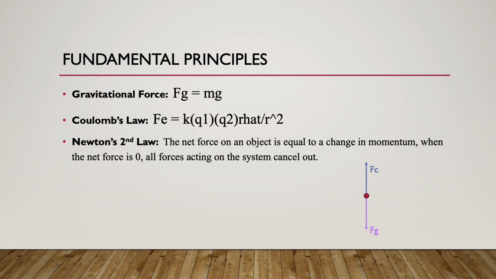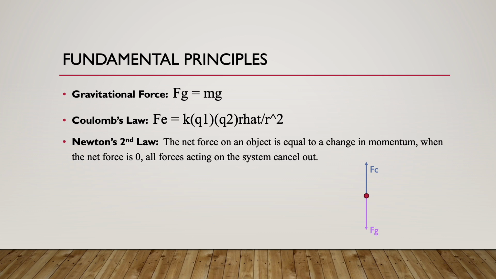It is the K constant times the charge of one tape times the charge of the second tape, r hat over r squared. Then we use Newton's second law, which is the net force on an object is equal to the change in momentum. When the net force is 0, all forces acting on the system cancel out. And so here we have the gravitational force acting downwards and the electric force acting upwards on the piece of tape.